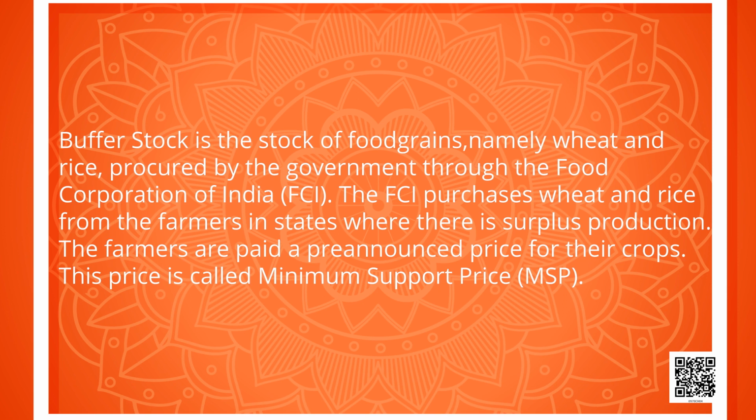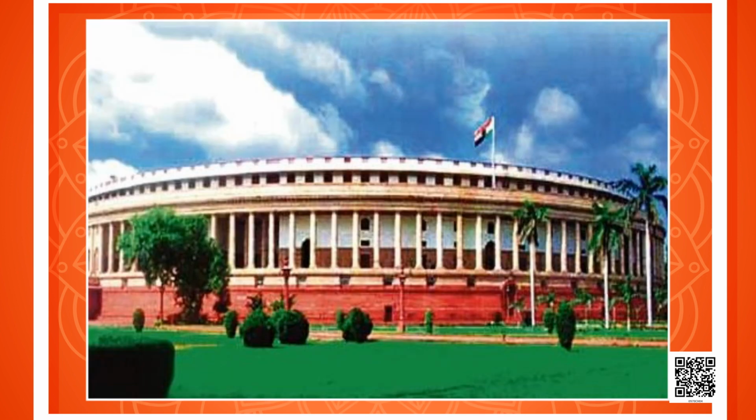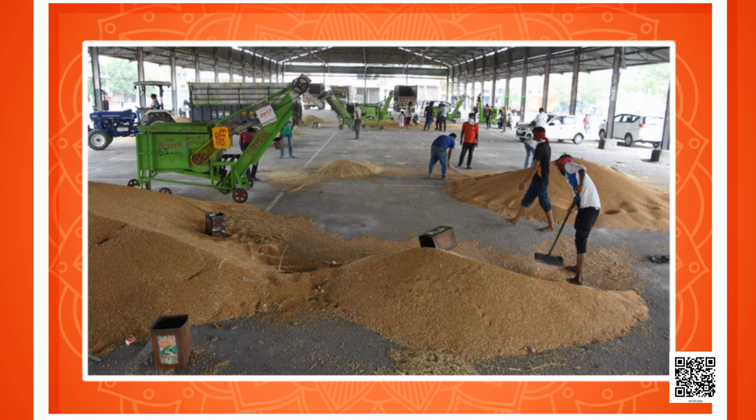The FCI purchases wheat and rice from the farmers in states where there is surplus production. The farmers are paid a pre-announced price for their crops. This price is called Minimum Support Price or MSP. The MSP is declared by the government every year before the sowing season to provide incentives to farmers for raising the production of these crops. The purchased food grains are stored in granaries.